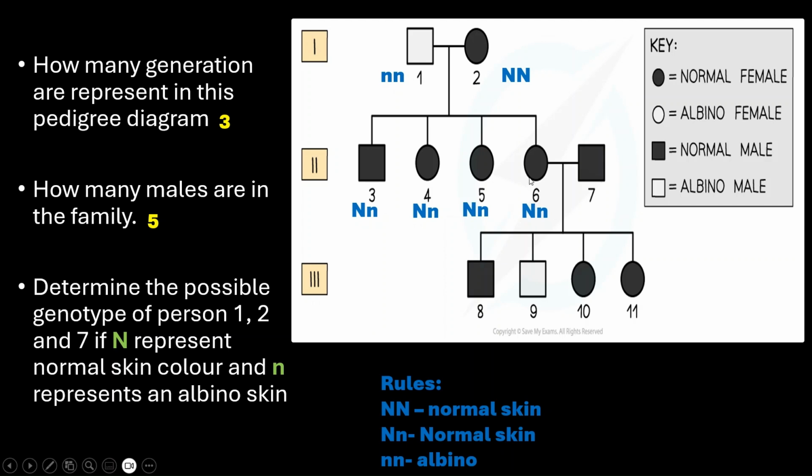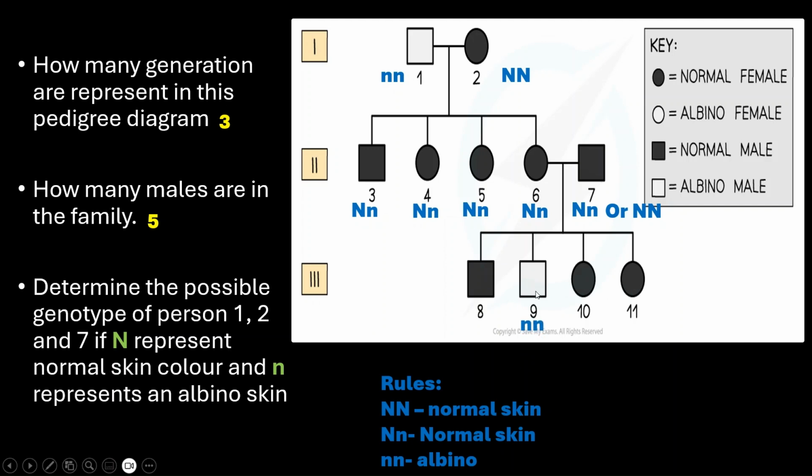So the question is, if two parents, 6 and 7, are normal for skin color, how come they produce such a child? So first of all, you have to know that 7 can either be heterozygous or homozygous. So that can bring a little bit of confusion. But this confusion can be cleared by looking at the offspring with a recessive allele. There are 4 of them, 8, 9, 10, 11. 3 are normal, 1 is albino.